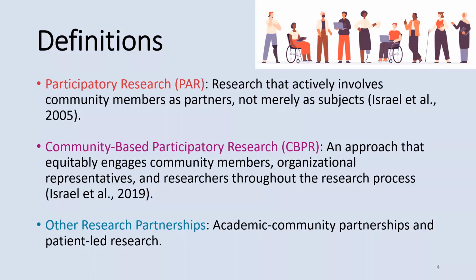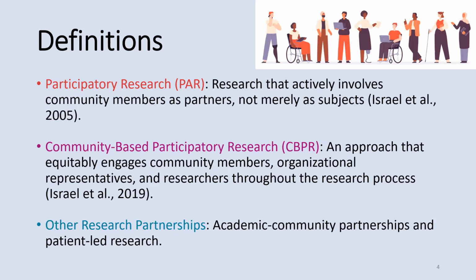But to start us off, let's begin with some brief definitions. So there are different types of participatory research. Participatory research, sometimes called PAR for short, involves community members as partners, not as subjects in research studies. Community-based participatory research, also called CBPR for short, is an approach that equitably engages members of the community, organizational representatives, and researchers from the beginning of the research project all the way to the dissemination process.